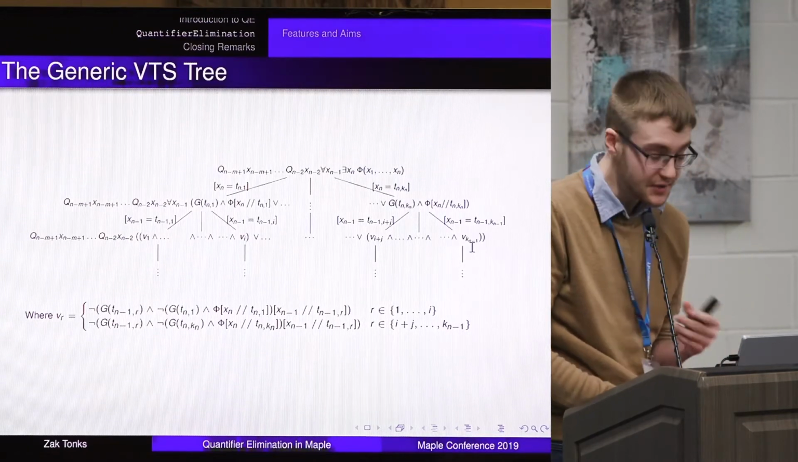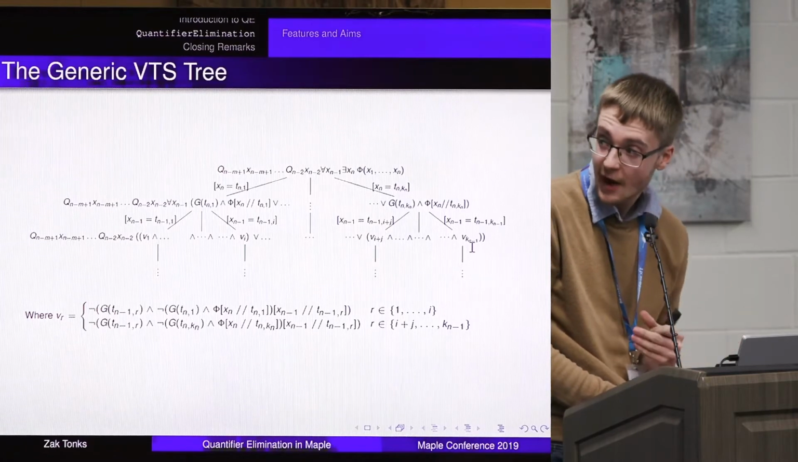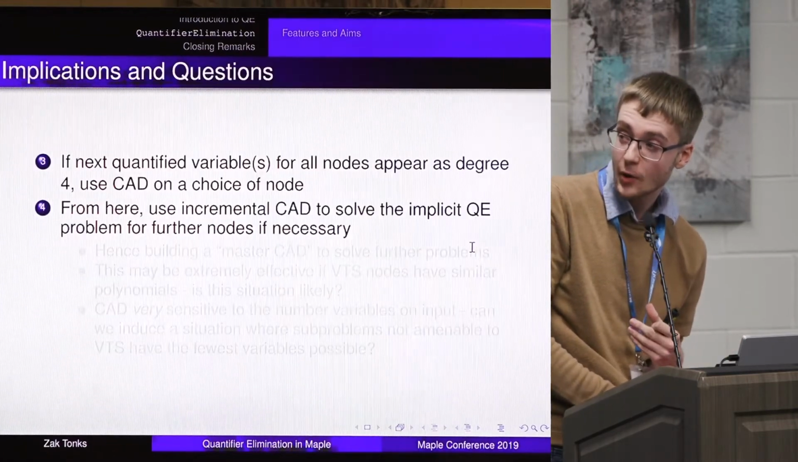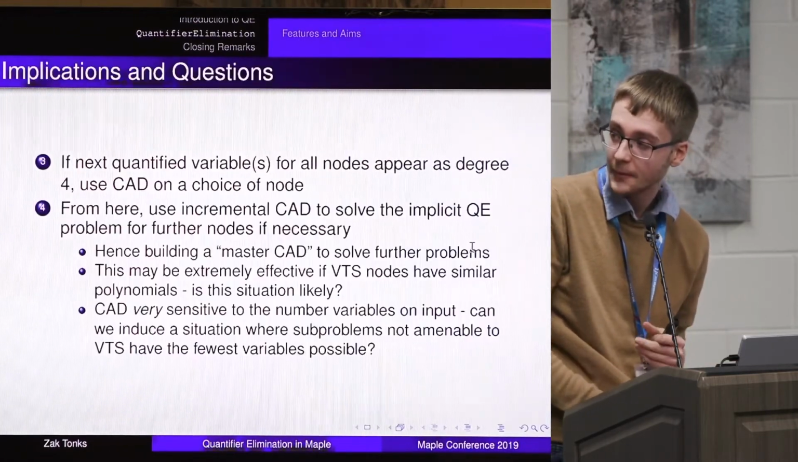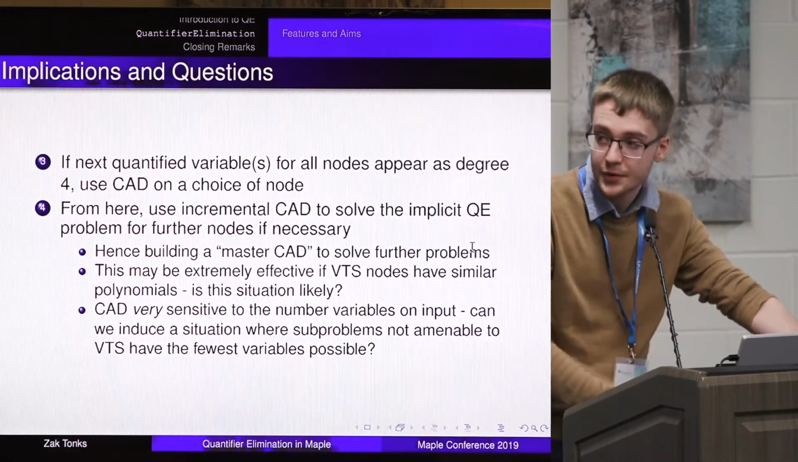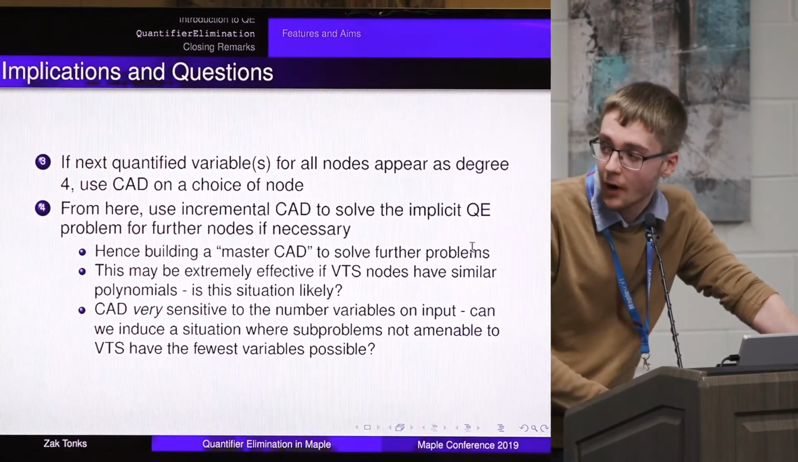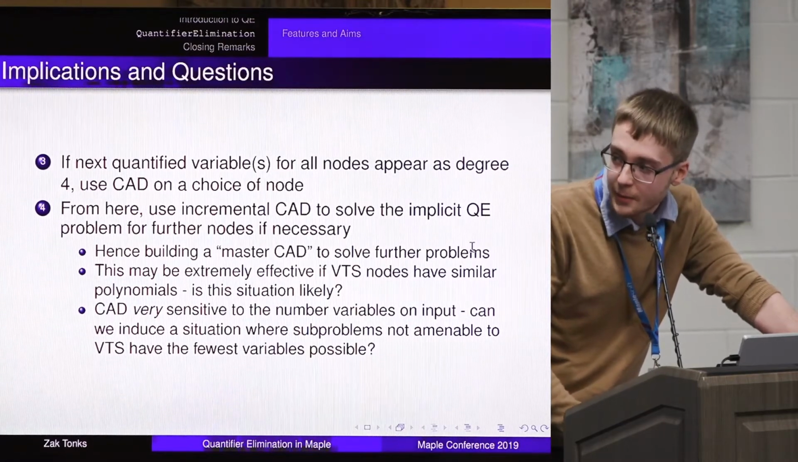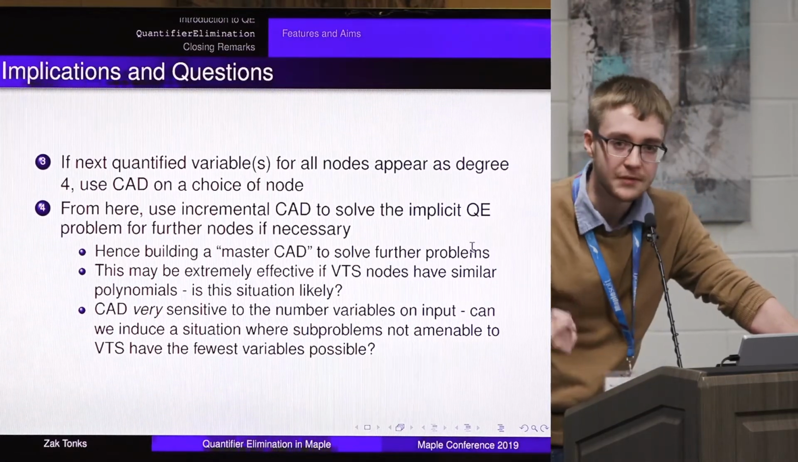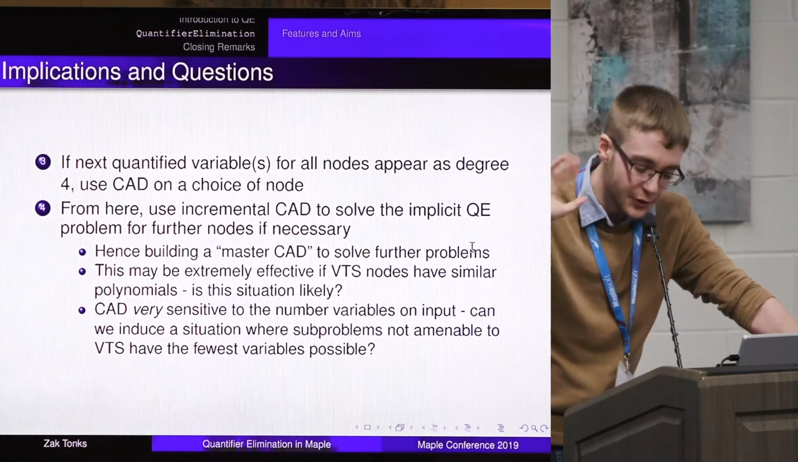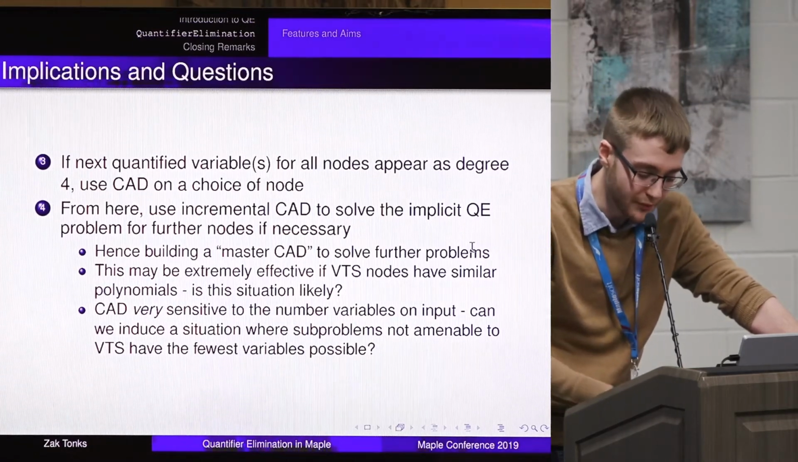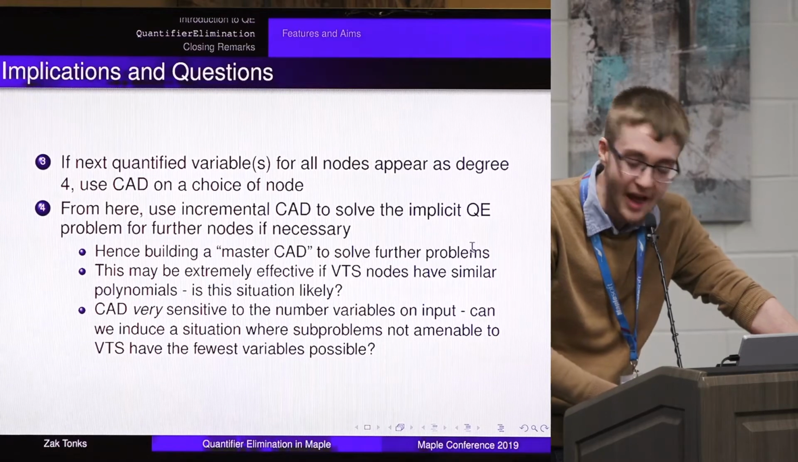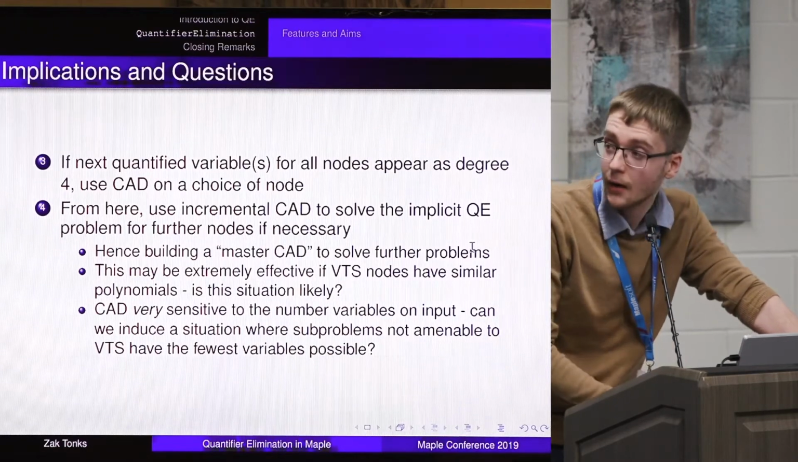But perhaps, I really hope it's the case, I haven't found out yet, perhaps it's the case that actually you don't have to expend a lot more work to do this process, so this sort of hybrid QE, right? So yeah, and CAD is very sensitive to the number of variables and inputs, so I really want to probably traverse depth-wise, do CAD on the QE problem with the least number of variables possible, and then maybe that's a really good best case, right?